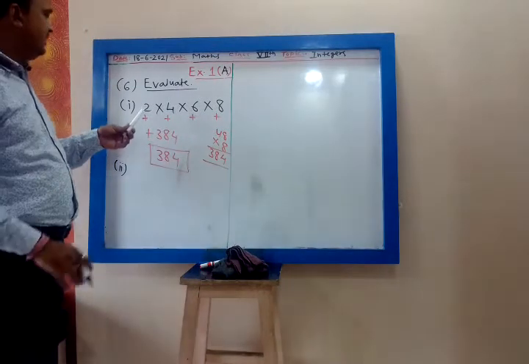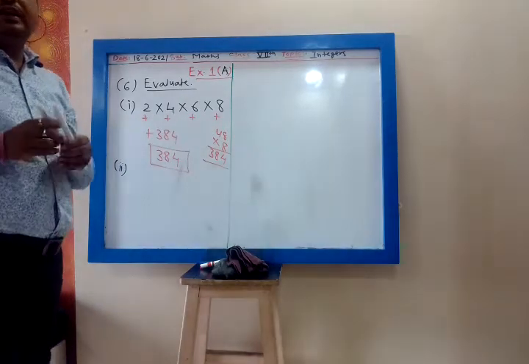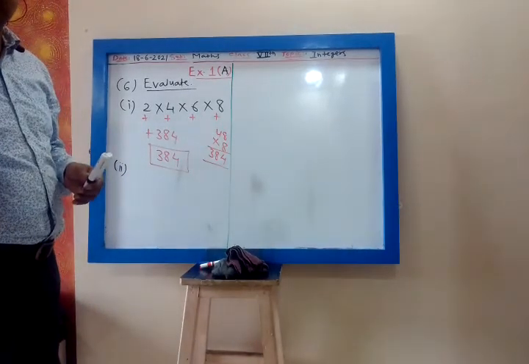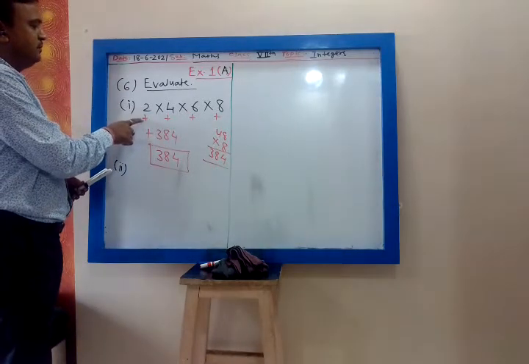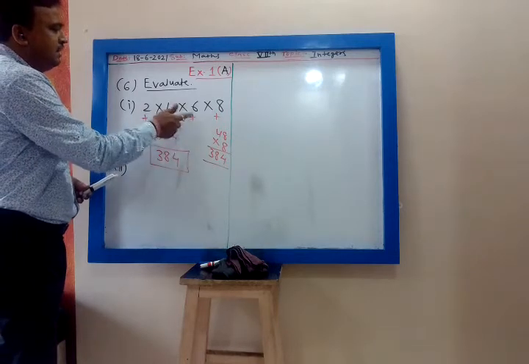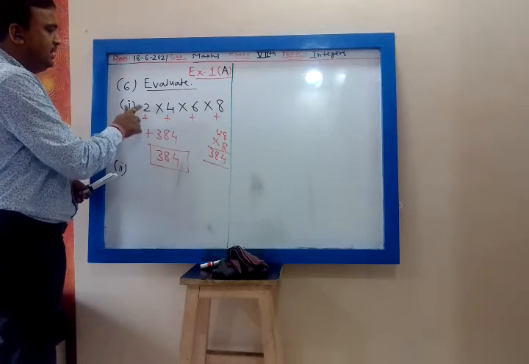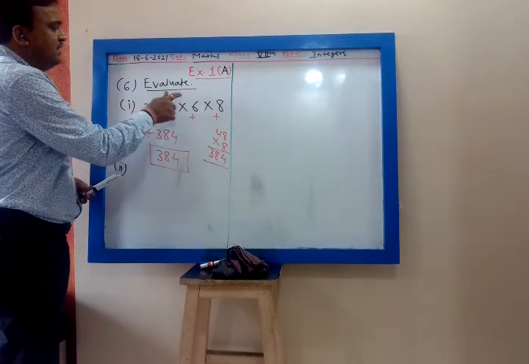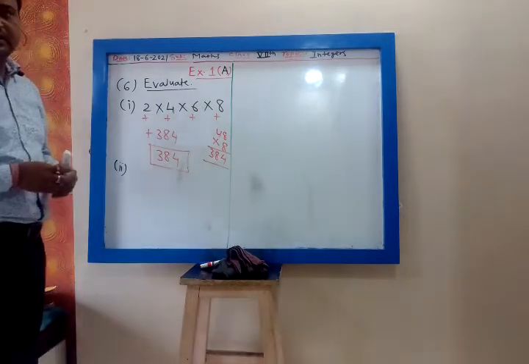One more time, let me see. 2 into 4 into 6 into 8. Whenever it comes to multiplication of integers, first you have to multiply the sign. No sign means plus sign. So plus into plus is plus, plus into plus is plus, plus into plus is plus. So the final sign will be plus. Then multiply the numbers. 2 4s are 8, 8 6s are 48, 48 8s are 384. The answer is plus 384.